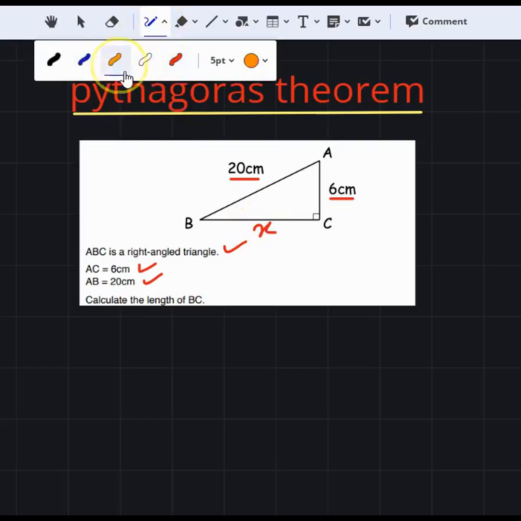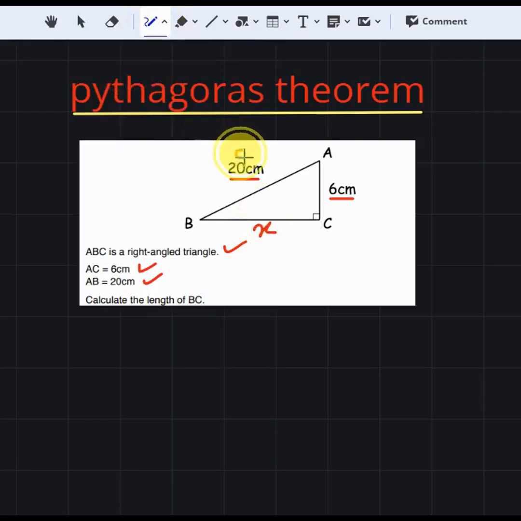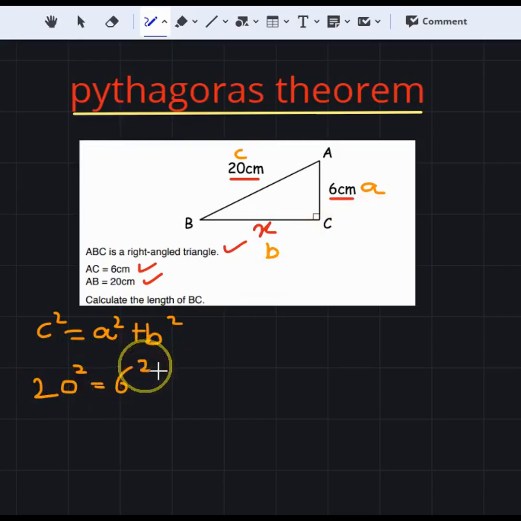Now I have to identify the sides. This side is C, the hypotenuse. This side is A, a shorter side, and this side is B, also a shorter side. So according to the Pythagoras theorem, the longer side squared, which is C squared, is equal to A squared plus B squared. Now I substitute the values. The value of C is 20, so 20 squared is equal to the value of A, which is 6, so 6 squared, plus the value of B, which is x, so x squared.